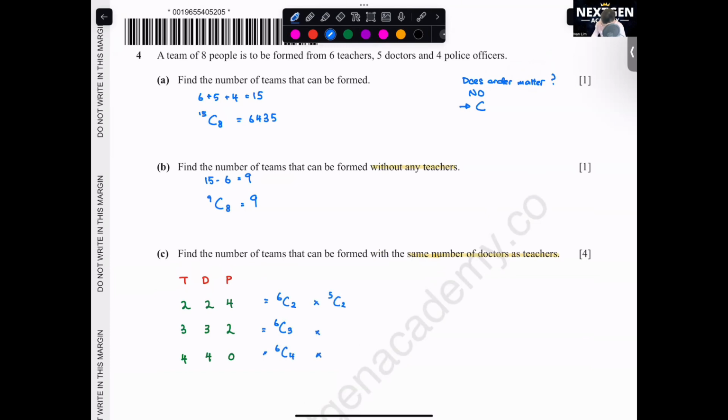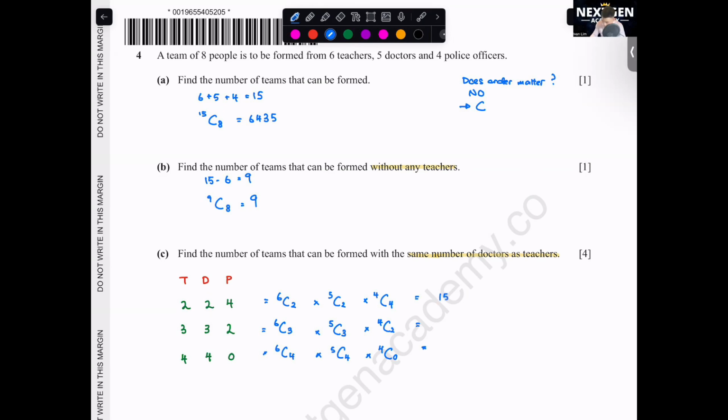So 5C2, 5C3, 5C4. Police, I've got 4 initially. 4C4, 4C2, 4C0. Okay, 4C4 and 4C0 actually, if you know the actual value, it's just 1. You want to write it down, or the 1 also can. You go calculate individually for all of it.